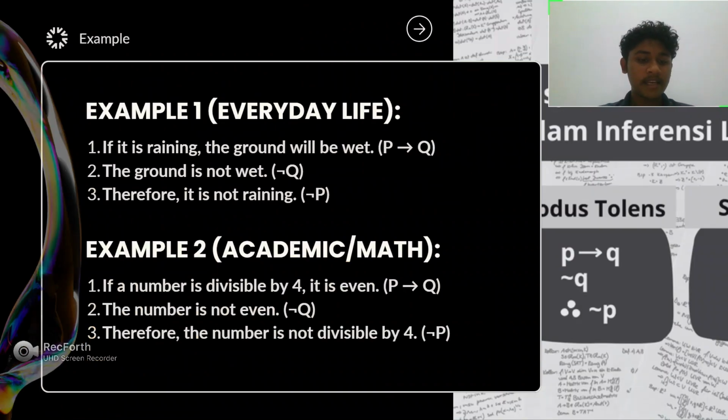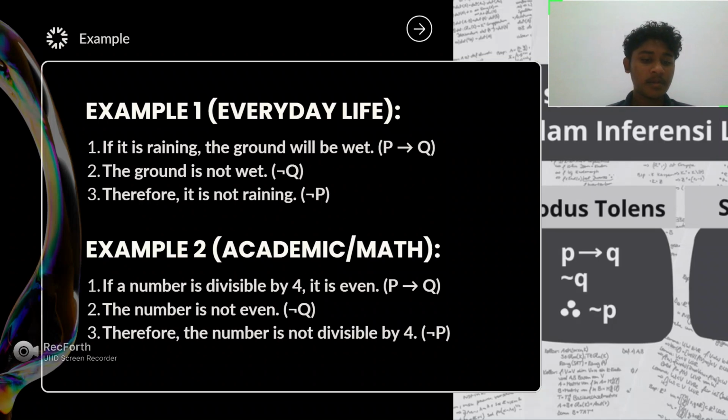Now let's look at an example from daily life. If it's raining, then the ground will be wet. But if we see the ground is not wet, then we can conclude that it is not raining. Here, it is raining is P and the ground is wet is Q. Since Q is false, we can say P is also false.